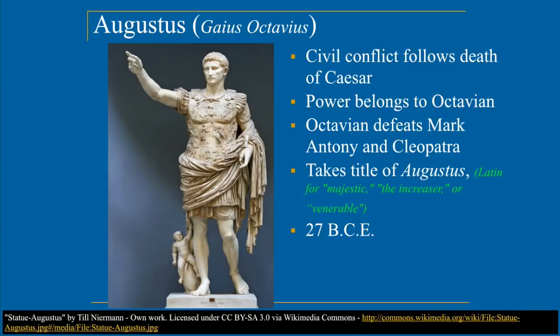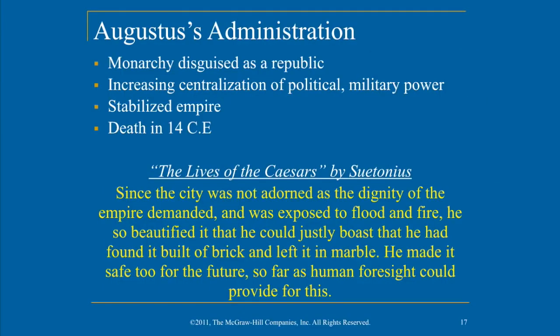And under Augustus, this is the start of what is known as the Roman Empire. And he is calling himself Augustus, and he'll be known as Caesar Augustus, or the great Caesar Augustus. And this starts in 27 BCE. Now, under Augustus, his administration or governance shows up as this. It's a monarchy disguised as a republic.